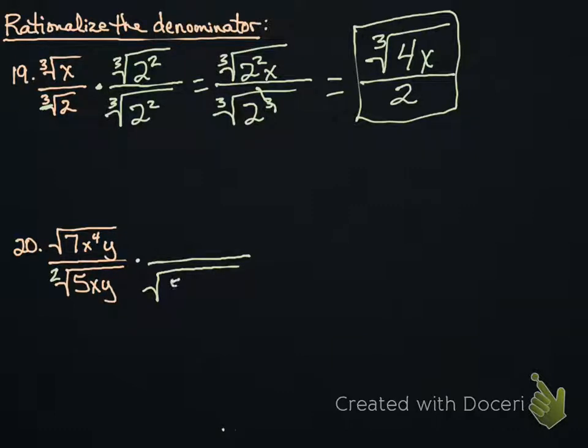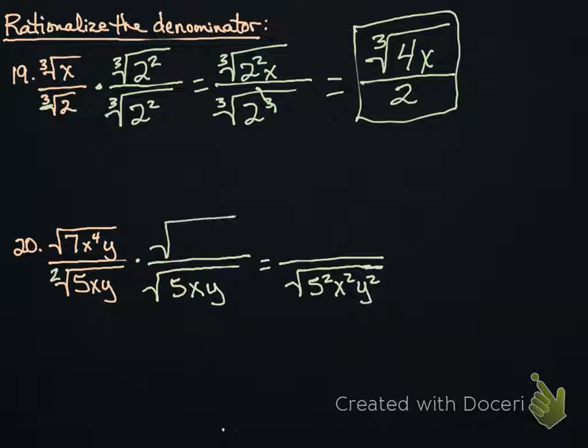So I'm going to multiply that by 5. I'm going to multiply the x by x. I'm going to multiply the y by y. That will end up giving me the square root of 5 squared, x squared, y squared. Now, I've multiplied my bottom, but I've got to take care of my top too.